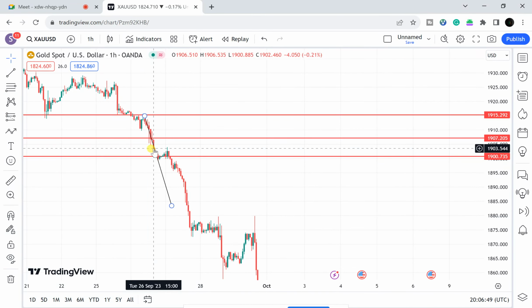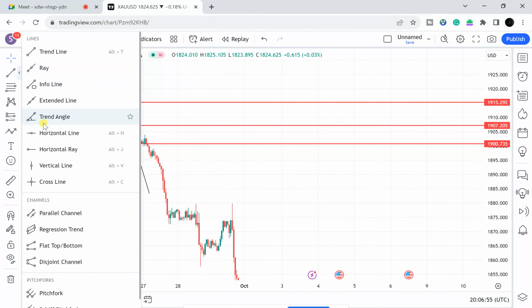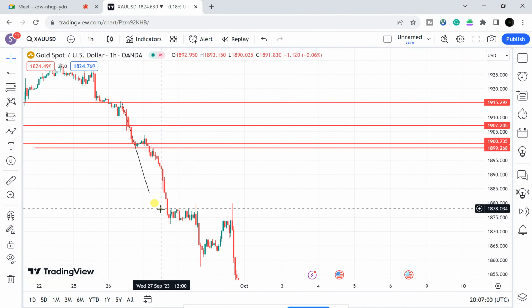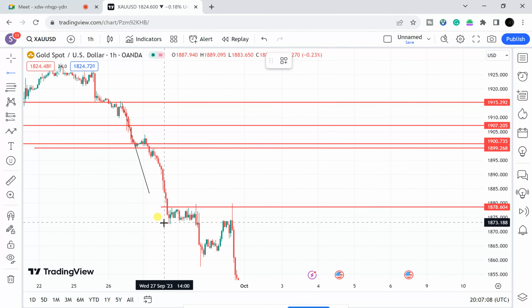Okay, now I'm still going to move this line. Let's look for the next area where there was pile up in the market. The next area where we had the pile up in the market was here. Okay, was this area and this area somewhere here.